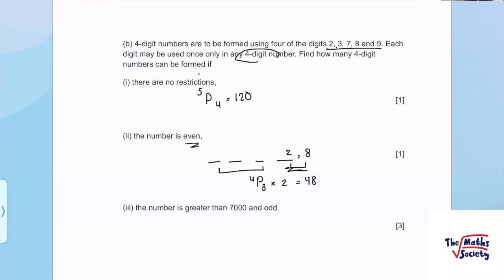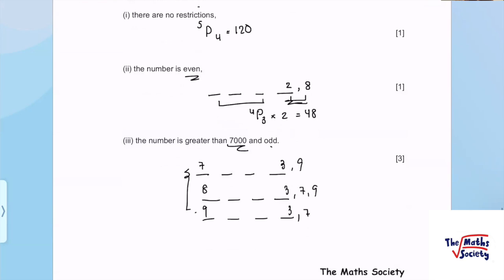And then the third condition is that the number is greater than 7,000 and odd. So you have 7, 8, and 9, which are 3 big numbers. Odd numbers, 7 and 9 are there, and you have 3 and 7. So those 3 numbers are going to be definitely there, and with 2 numbers taken, you have 3 in total left. So 3P2, because you have to choose 2 numbers from those 3 left. And then you multiply by 7, so that equals 42.